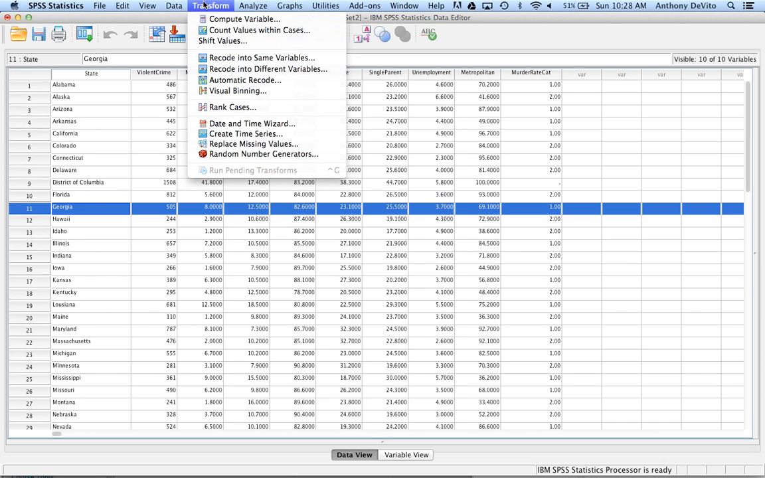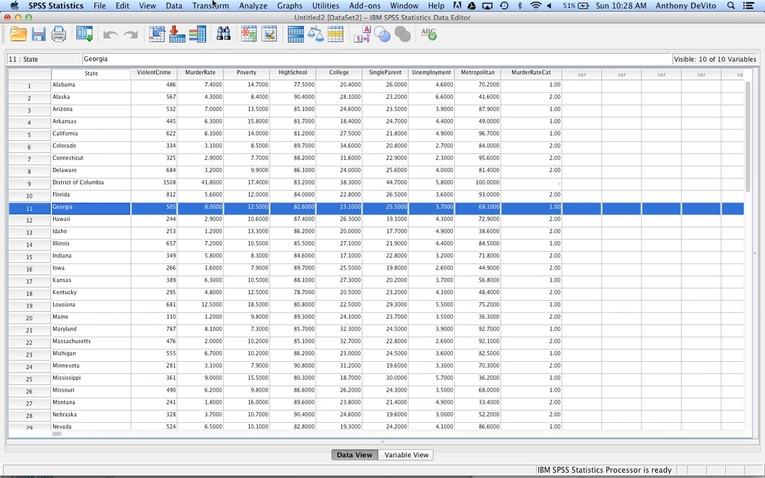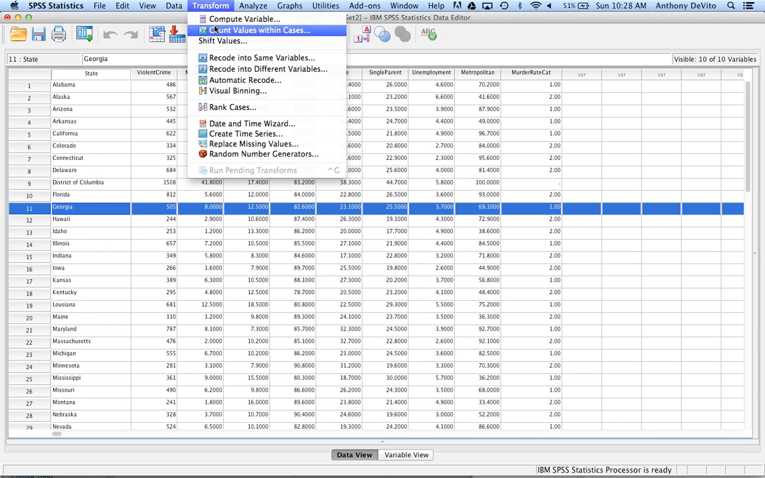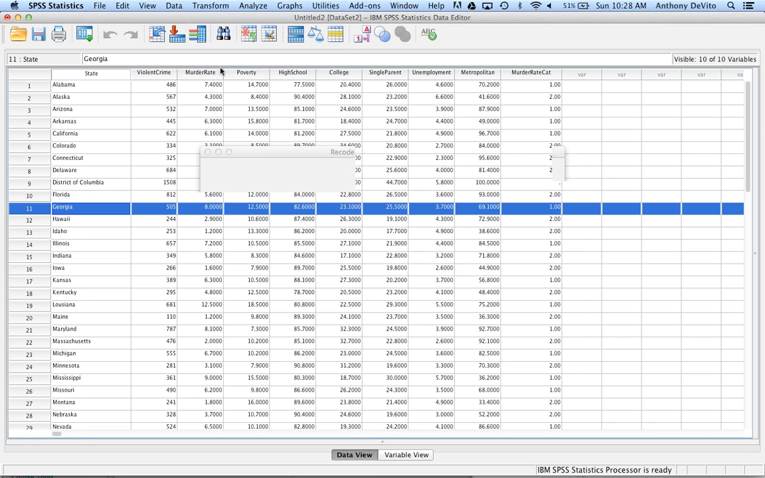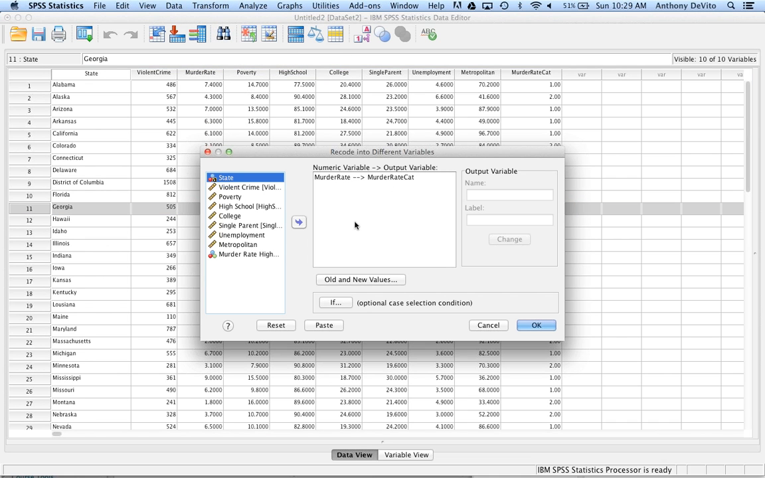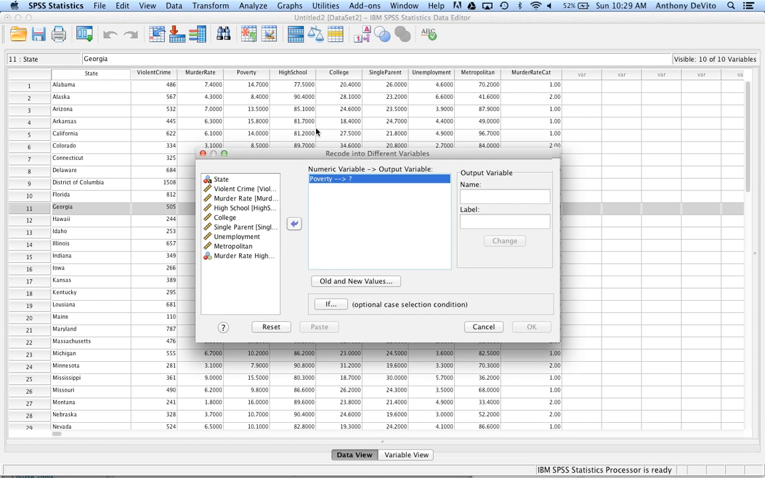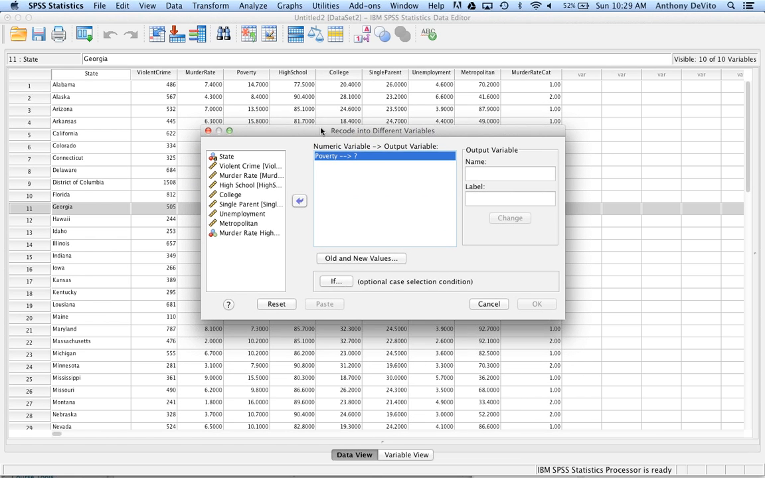Okay, I'm going to go ahead and transform the other variable, which was poverty. Transform, recode into different variables. This time I'm going to get poverty, and I forget what the average rate was. I think it was around 12 or something like that. The new variable is going to be poverty categories. Notice there's no spaces.